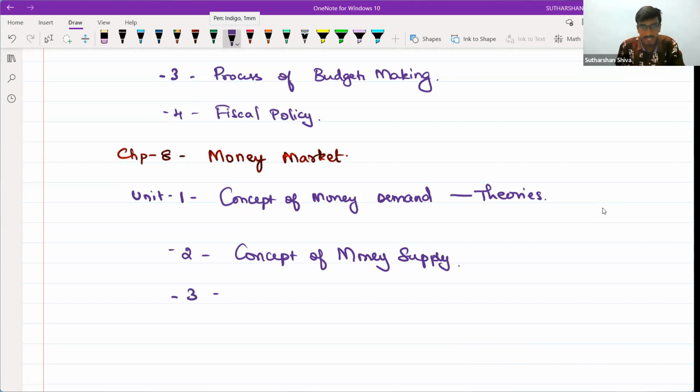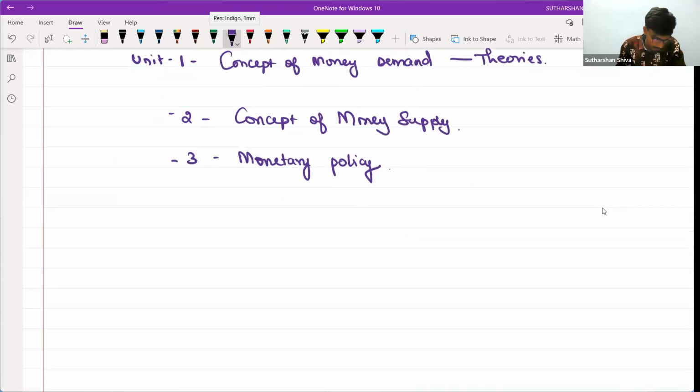And in unit number 3, you are going to follow monetary policy. With this, the 3 units are done. And your final chapter, which is a lengthier one that takes more time to complete, is about international trade.